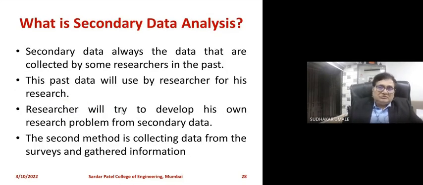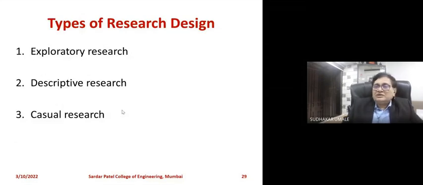So the question arises, what is secondary data analysis? This secondary data you are collecting and you are doing the analysis. Secondary data is always the data that was collected by some researcher in the past. This is very important. Then that data you are using in your research and analyzing for your research. This past data will be used by the researcher for his research. Researchers will try to develop his own research problems from secondary data. The second method is collecting data from the surveys, gathered informations.